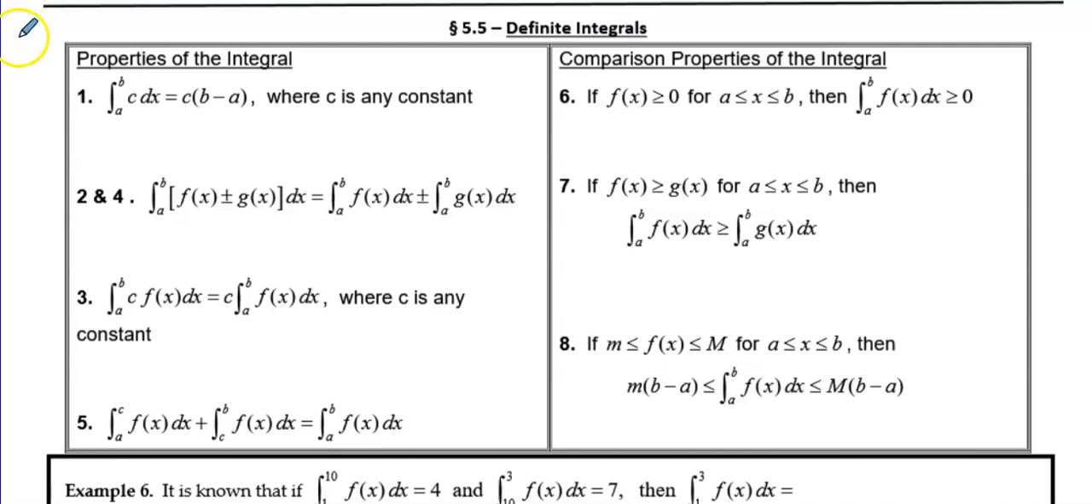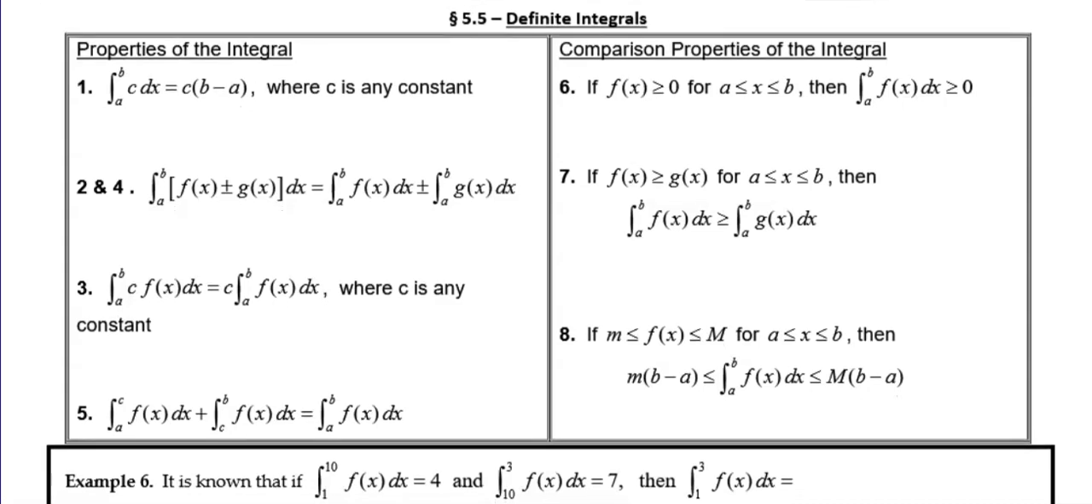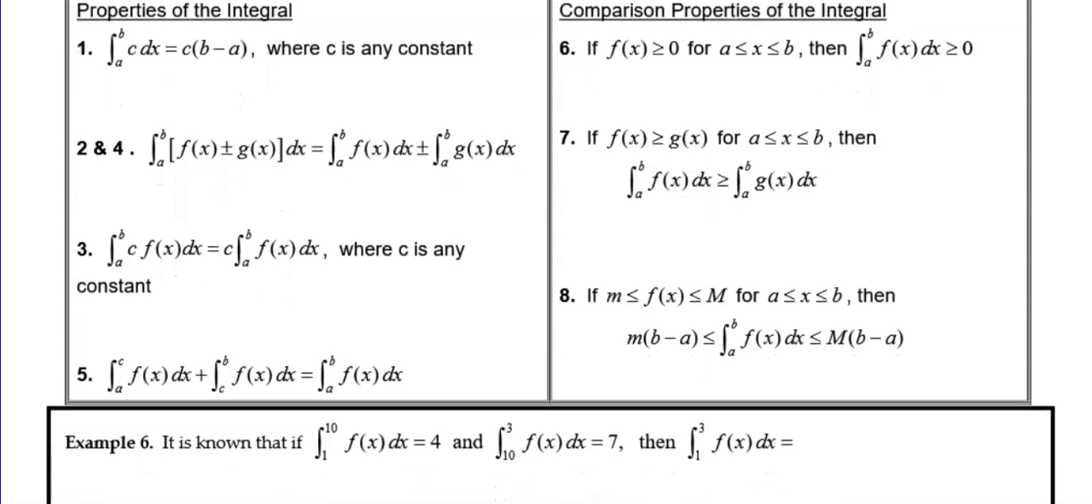Hello everyone, welcome back. We're just continuing our conversation with definite integrals, and now as you guys can see here, we have a lot of properties that you guys can do with definite integrals. And so instead of me just going over them here on the screen, I'm just going to do some examples of them. So we're going to talk about them actually in the problems themselves.